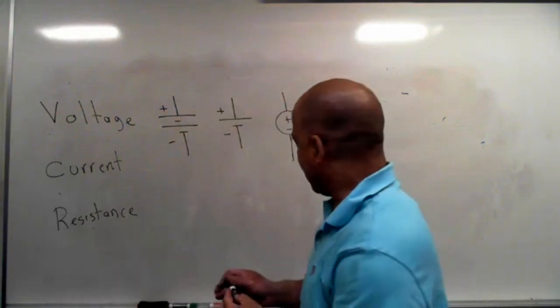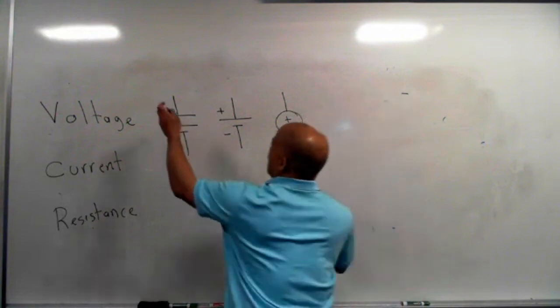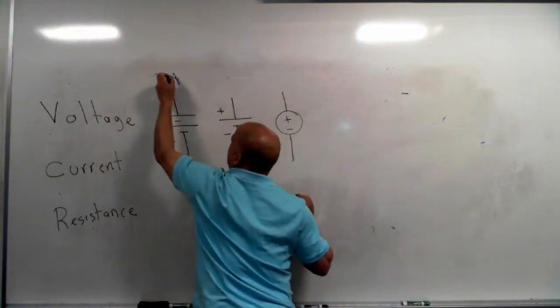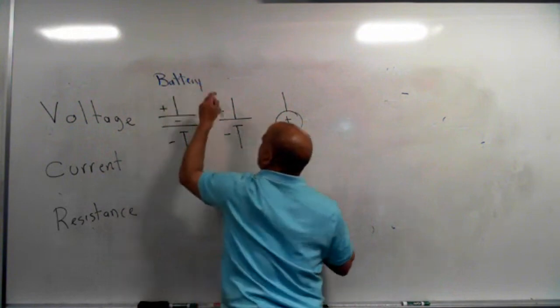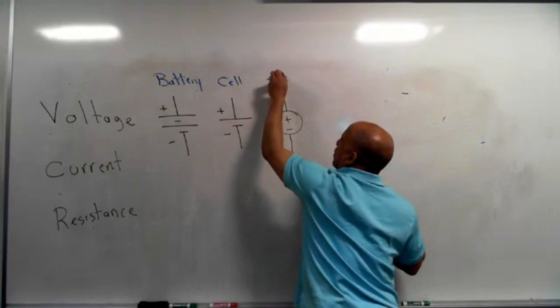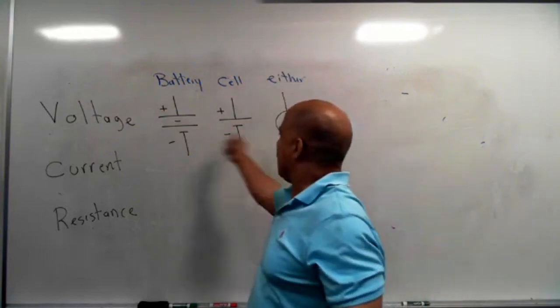You can use either one of these. Now, strictly speaking, I'm not going to go into it now. I think I'll go into it next week. But strictly speaking, these are different. This is a battery. This is a cell. And this can be either or. But for now, we can use any one of these.